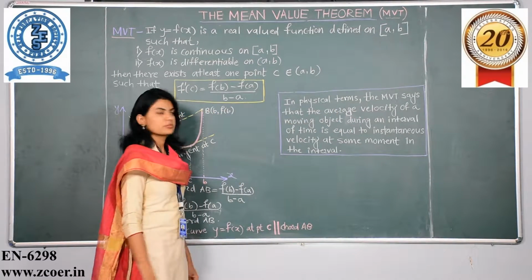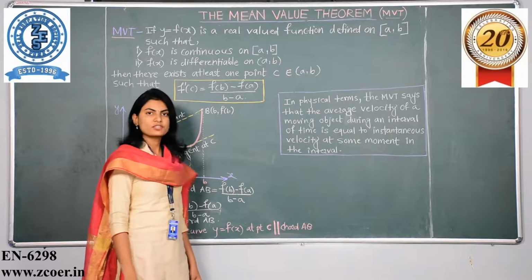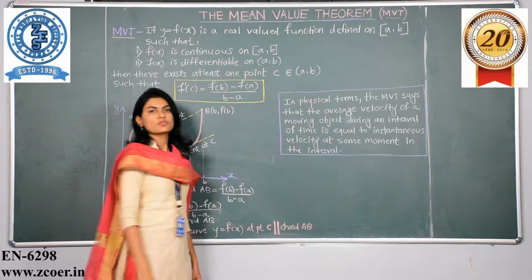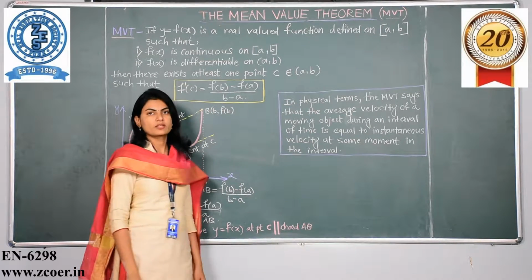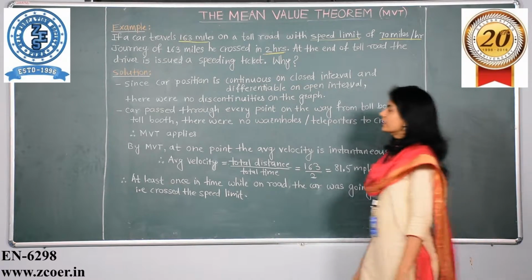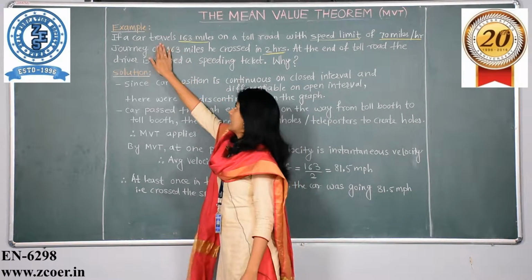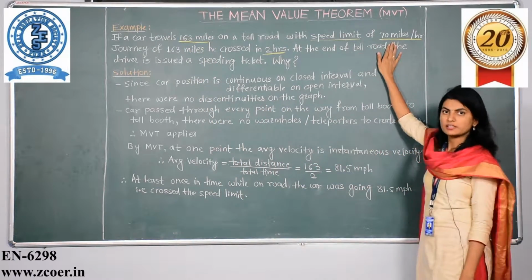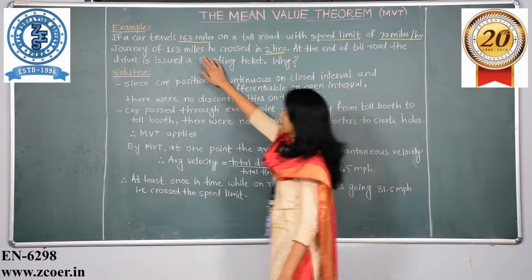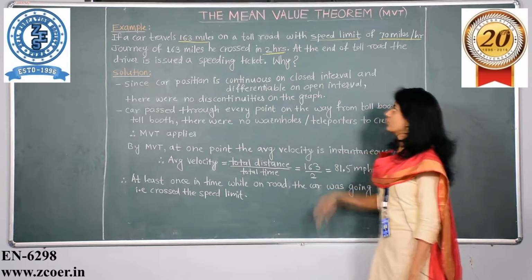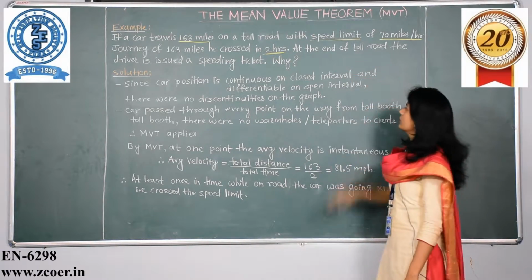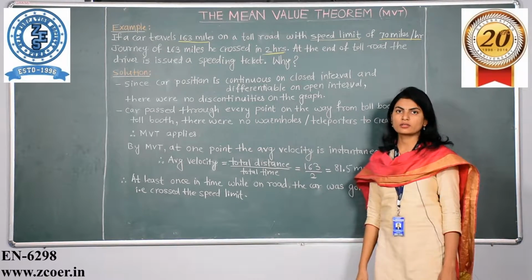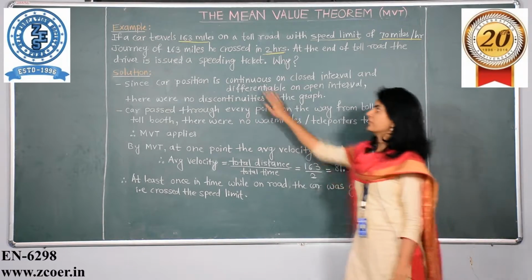So friends, in physical terms, the mean value theorem says that the average velocity of a moving object during an interval of time is equal to the instantaneous velocity at some moment in the interval. So we are going to see one example. In this example, there is a car and this car is travelling 163 miles on a toll road with the speed limit of 70 miles per hour. The car driver has covered the journey of 163 miles in 2 hours. At the end, on the toll road, the car driver is issued a speeding ticket. The question is why? Why has he been given a speeding ticket?